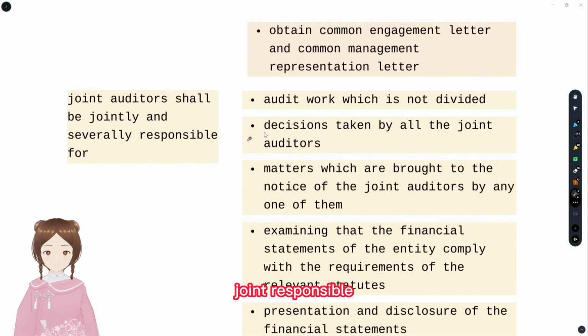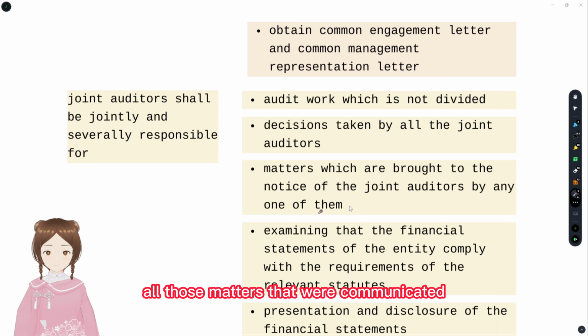What are those joint responsibilities? What are the circumstances in which joint auditors are jointly and severally responsible? For the work that was undivided, if the work is divided, they have individual responsibility. If the work is undivided, they are jointly and severally responsible. And decisions taken by all joint auditors, and matters which are brought to notice by any one of them. Like, as the audit work has been divided, if they found any significant matter or a fraud or a deviation, that has to be communicated to the other joint auditors as well.